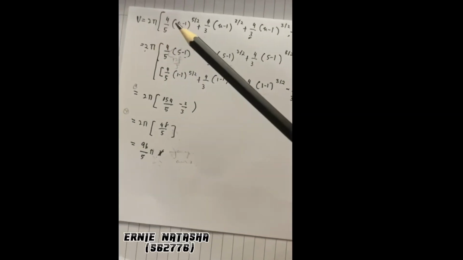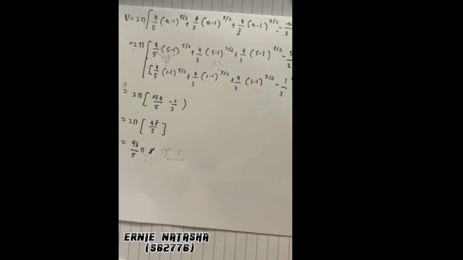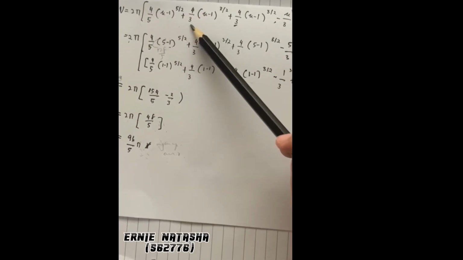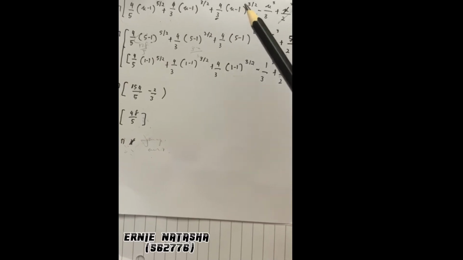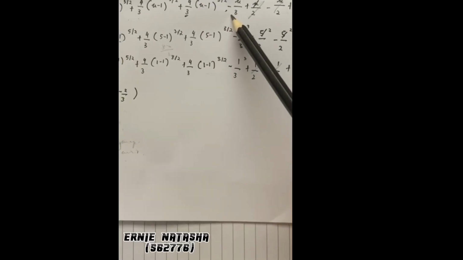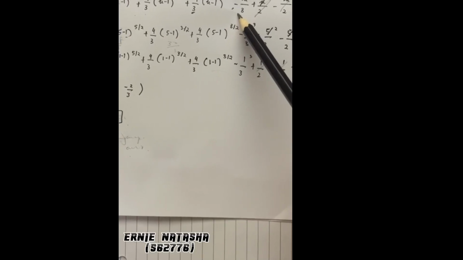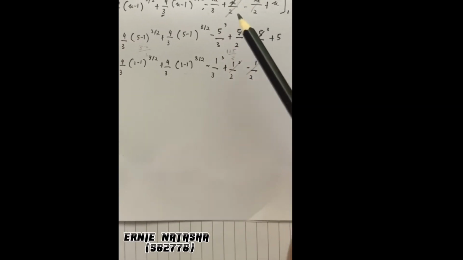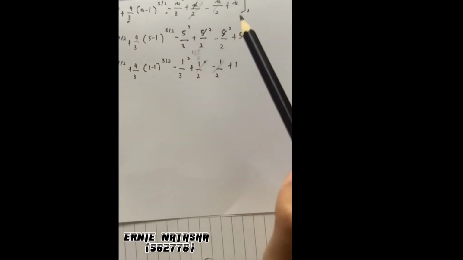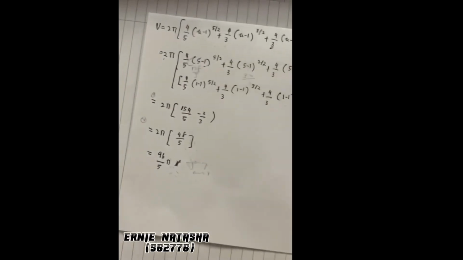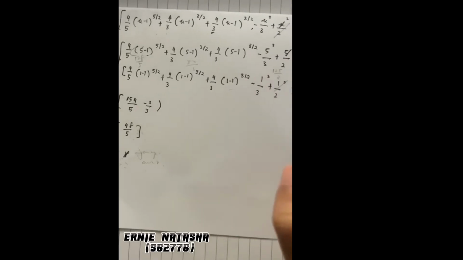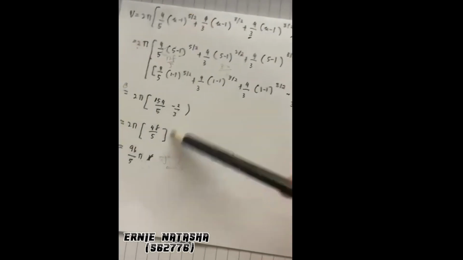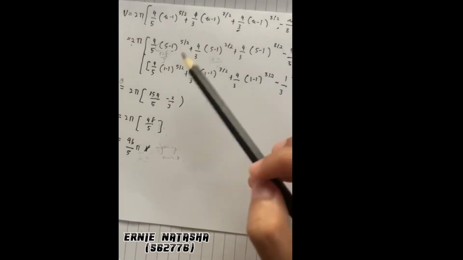So we will get 2 pi times 4 over 5 times x minus 1 power 5 over 2 plus 4 over 3 times x minus 1 power 3 over 2, minus x cubed over 3 plus x squared over 2 minus x squared over 2 plus x with limits 1 to 5. Alright, so okay, the x squared over 2 minus x squared over 2 we remove completely. Okay, so we just put in the values 5 and 1 into the long, full equation.